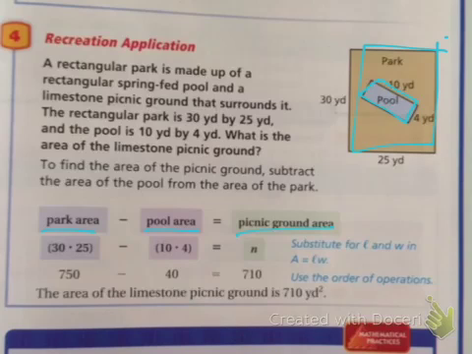The park area is base times height, 30 times 25, minus the pool area, which is 10 times 4, or 40, equals, that's where your variable comes in. Your variable is what you're looking for. In this case, they chose n. So then we simplify, 750 minus 40 equals 710. Then you label. The most important part is making sure you label your answer. 710 yards squared, because it's area.